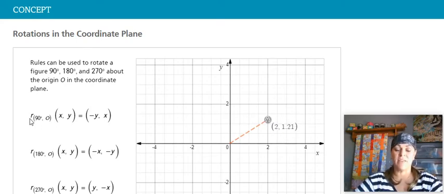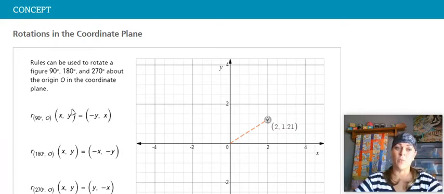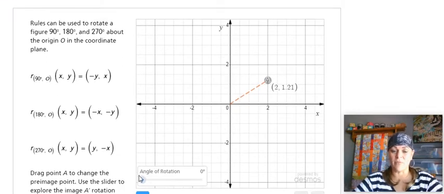And this rule says if I am rotating 90 degrees around the origin, point O, then what will happen? My xy will turn into negative yx, which means whatever my x value is, which on this problem is a 2, it's going to end up in the y spot. And whatever the y value is, 1.21, that's going to end up in the x spot, and it's going to be negative. So at first you might be like, what are you talking about? But I'm going to show you how this works. And this is really helpful to manipulate.